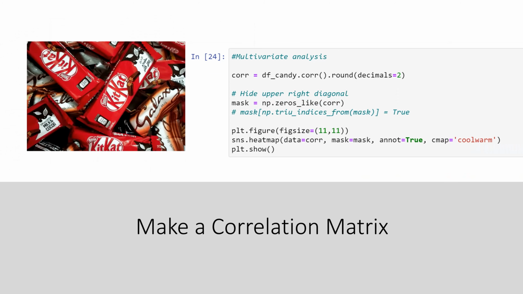One of the things that people love to do when they examine data is to look at correlations between features. In this example, we are going to correlate features such as chocolate and see how often it appears with something like caramel or fruity. A way to do that is to make a correlation matrix, and in fact in this slide here we see how to make a correlation matrix.